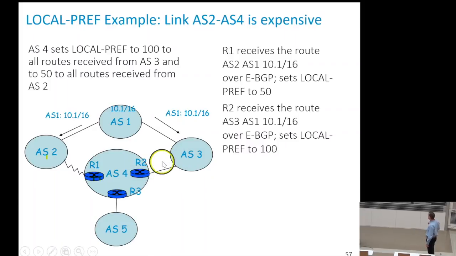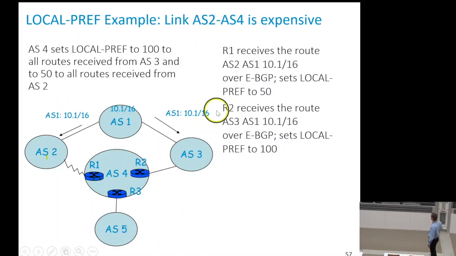configuration scripts. It will say everything that is coming from AS3, I mark it with a preference of 100. And everything that comes from AS2, I mark it with a preference of 50. So this you deploy in all your routers. It's only R2 that receives from E-BGP, so R2 will implement this. When R2 receives this route, from AS1, AS3, it will mark this preference. R1 will do the same. And this preference field is in principle propagated inside an autonomous system. That means, in particular, through I-BGP, R3 will receive whatever preference was marked here.